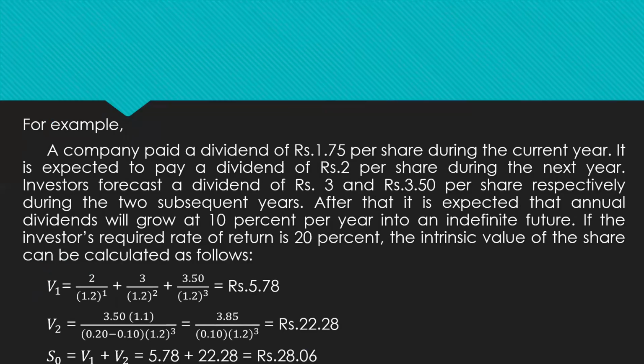Let's see an example. A company paid a dividend of rupees 1.75 per share during the current year. It is expected to pay a dividend of 2 per share during the next year. Investors forecast a dividend of rupees 3 and rupees 3.50 per share respectively in the following years. So from these sentences, we get D1 is 2, D2 is 3 and D3 is 3.50.